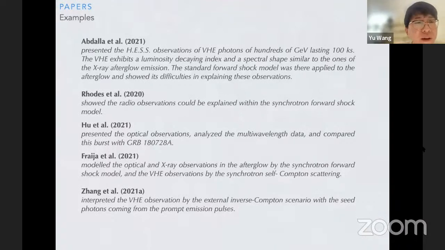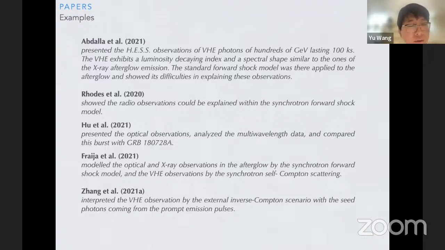This first one by Abdalla et al. presented the HESS observation of the very high energy photons. And they talked about the shape of the light curve being similar to others. And they also talked about the standard afterglow model being applied to the afterglow, and it shows its difficulties in explaining their observation, the high energy observation. Then the second paper by Rhodes et al. shows the radio observation, which is explained with the synchrotron afterglow model.